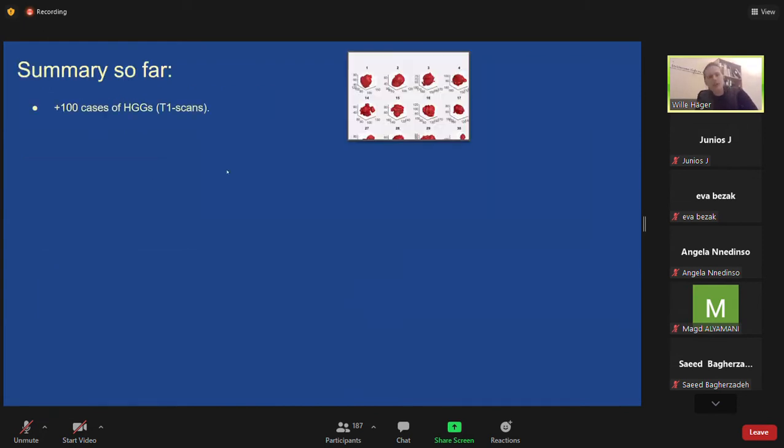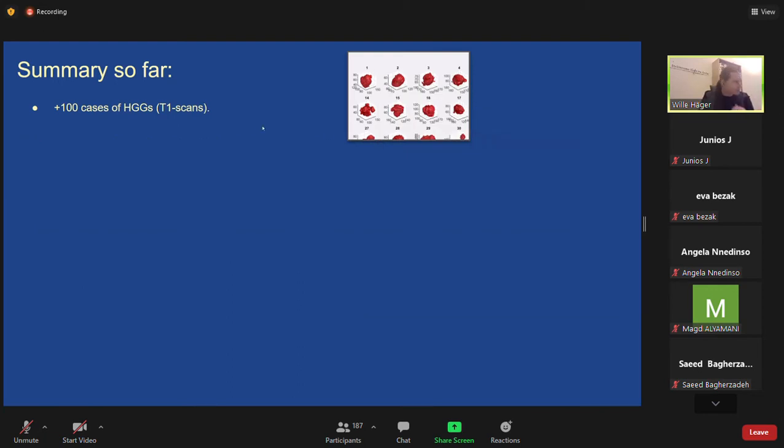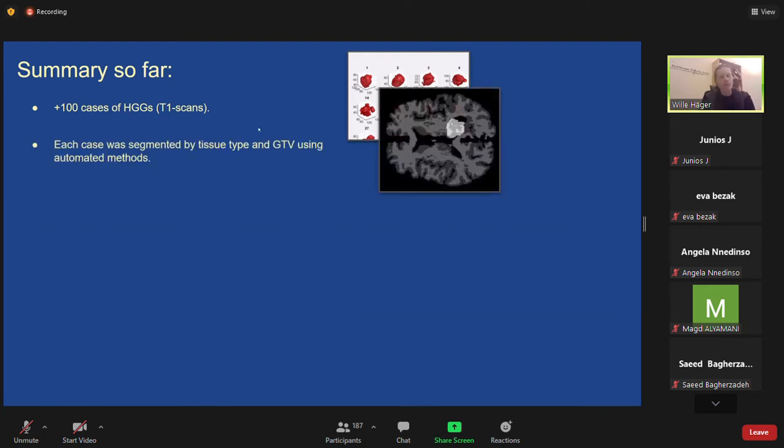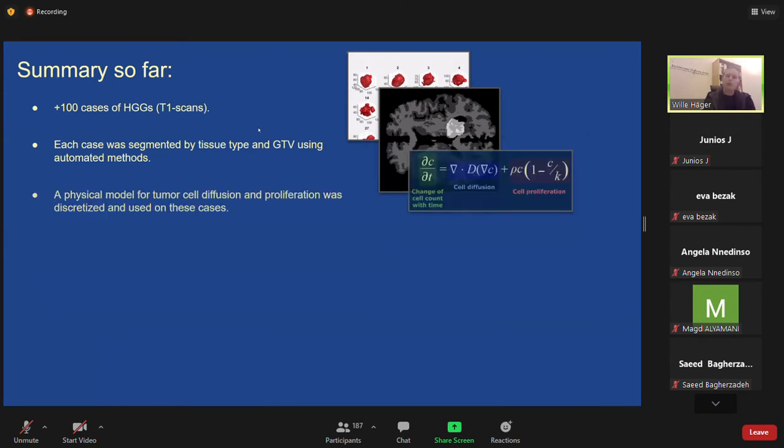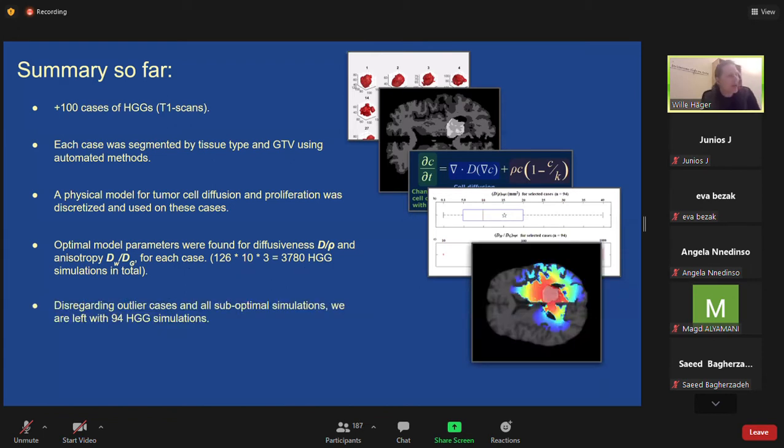So to recap what we did so far, we took 100 cases of high-grade gliomas, or more than 100 cases. We segmented each tissue with GTV. We used our model to simulate tumors, and we picked out the best fit, checked all the parameters, and used the best parameters for the remaining analysis, leaving us with 94 high-grade glioma simulations of what we consider to be good quality. So now the actual question we can start to think about: how would the conventional CTV methodology perform on these simulated tumors?